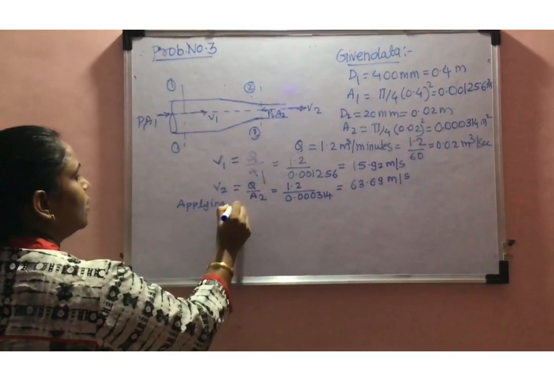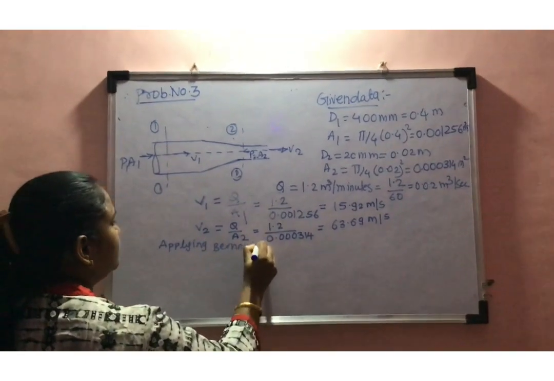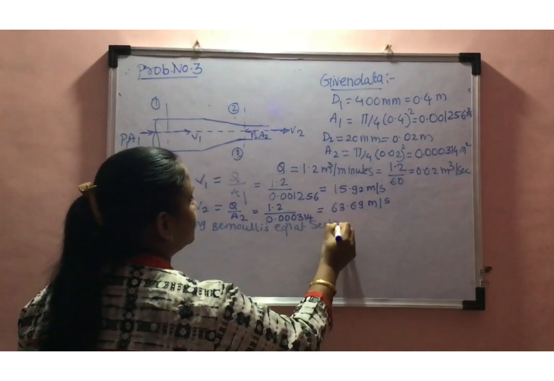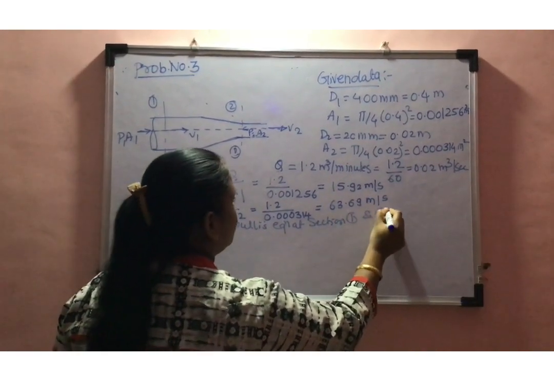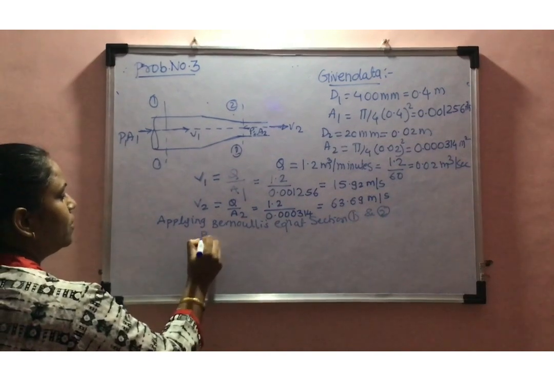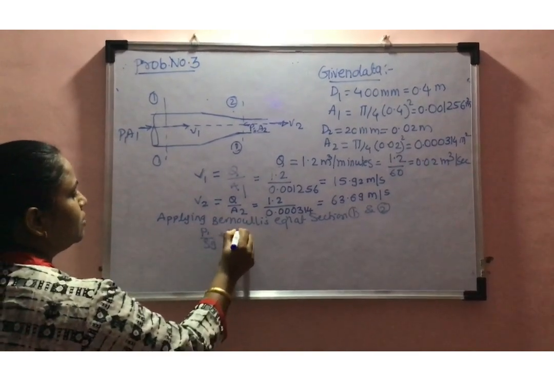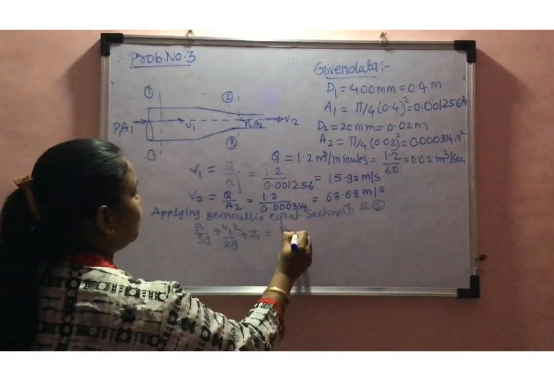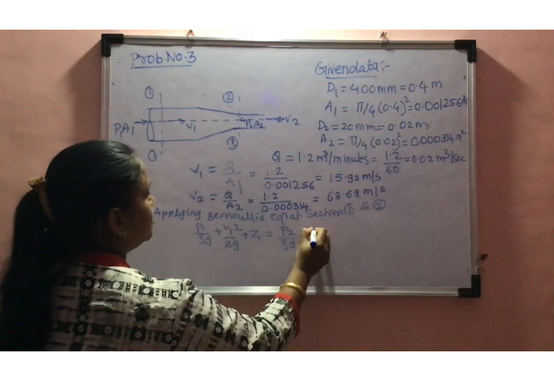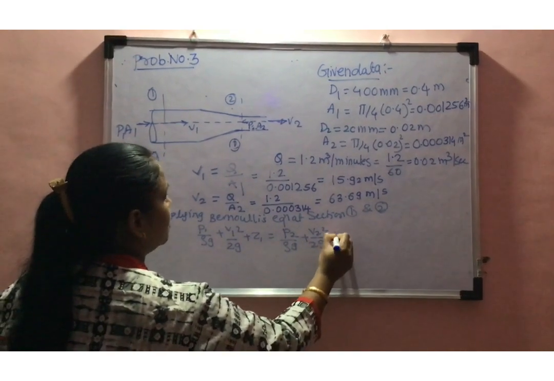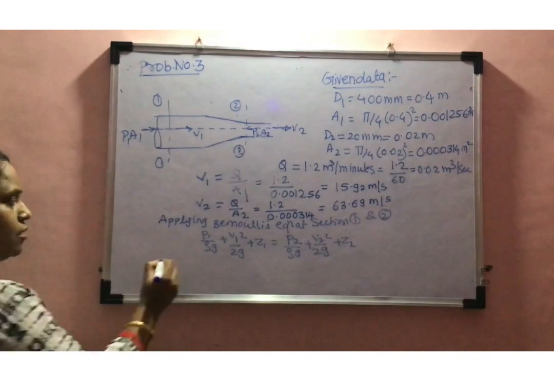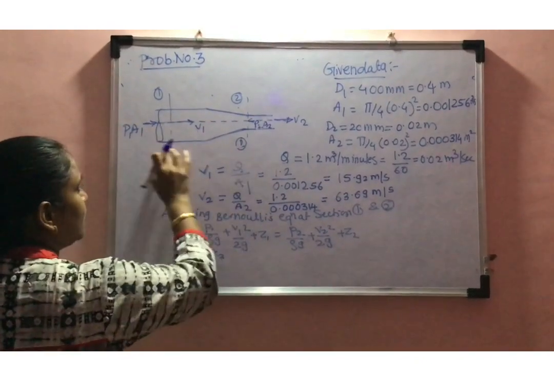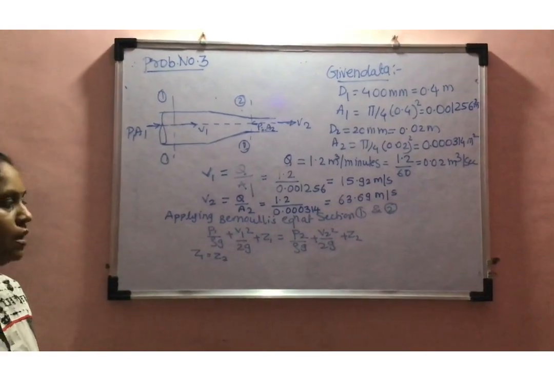Apply the Bernoulli's equation. So applying Bernoulli's equation at section 1 and 2: P1 upon rho g plus V1 square upon 2g plus Z1 is equal to P2 upon rho g plus V2 square upon 2g plus Z2. Here Z1 is equal to Z2 because this pipe is on the same bottom line.